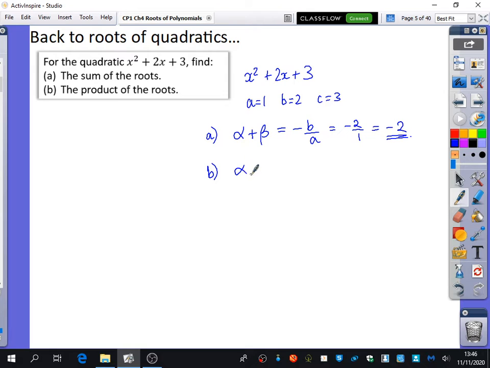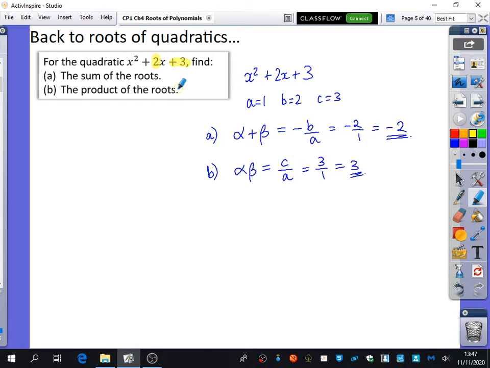And the product of the roots, alpha beta, we know is c over a, which is just 3 over 1, or 3. I mean, that's pretty obvious. You could have told me that. Probably at GCSE, you could have looked at this and said, well, clearly the product of the roots is 3, and the sum of the roots is minus 2. So it's a nice, straightforward one.